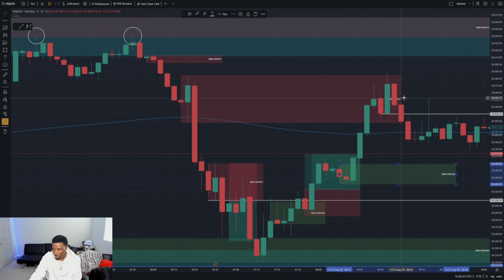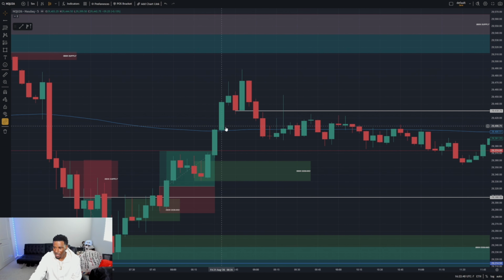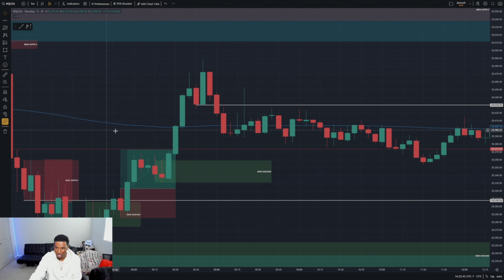We break this structure. I don't use this zone, so I delete it. Once the zone is invalid and it got wicked through, I delete it. I'm not looking at it. It's not a part of my trading situation now. However, once we broke this, guess what was created? Another zone. That one I can use because it is in fact valid.